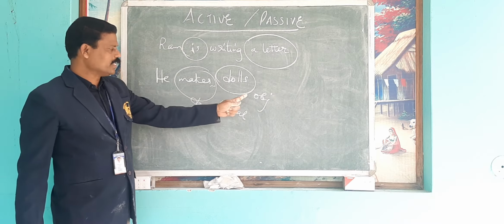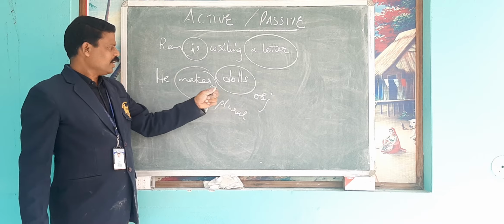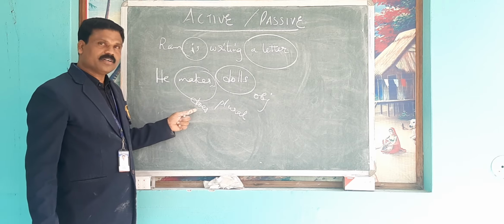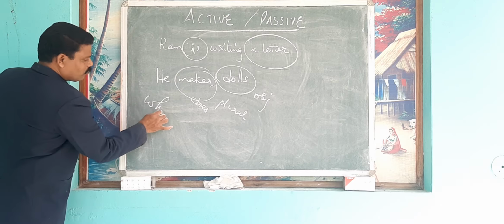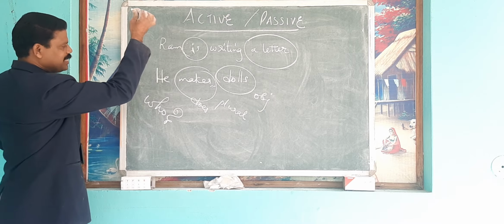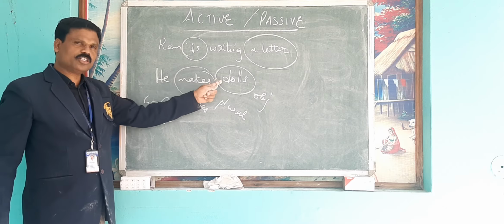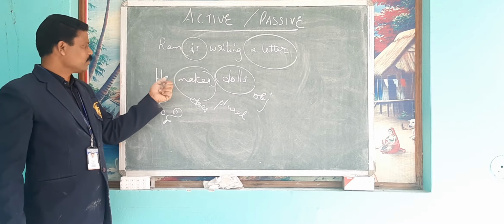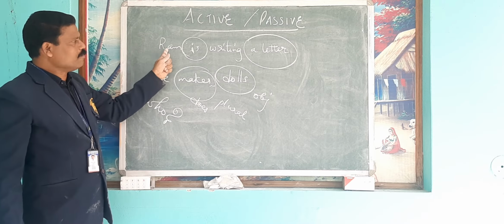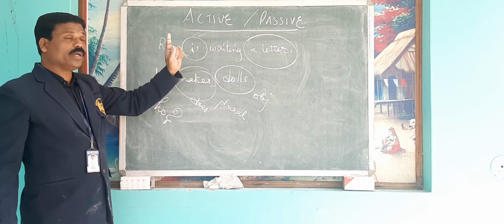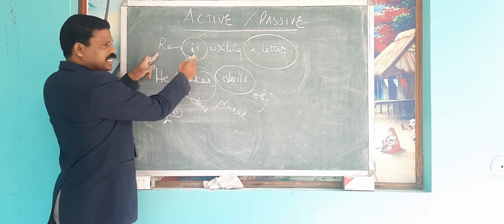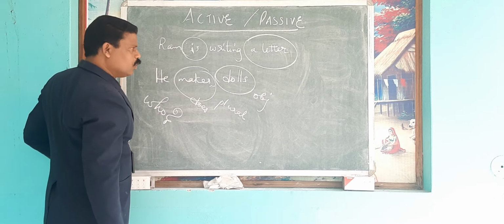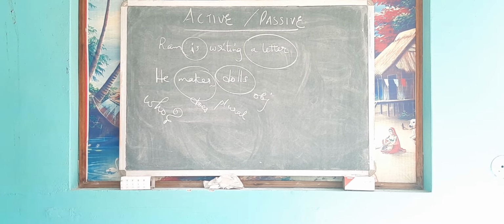And you got the object, you got the auxiliary verb, and you got the subject. Who does the work? That is subject. Who makes the dolls? He makes the dolls. So he is the subject. Ram is writing a letter. Who is writing a letter? Ram. So Ram is the subject, is the auxiliary verb, and a letter is the object.